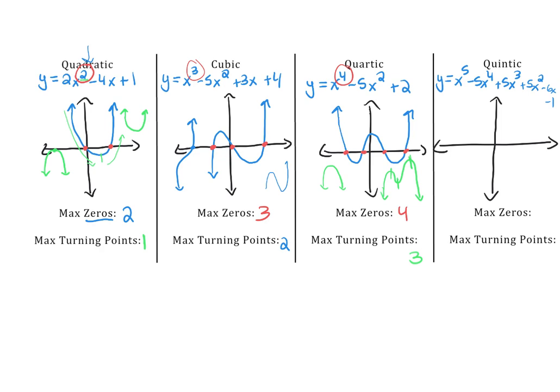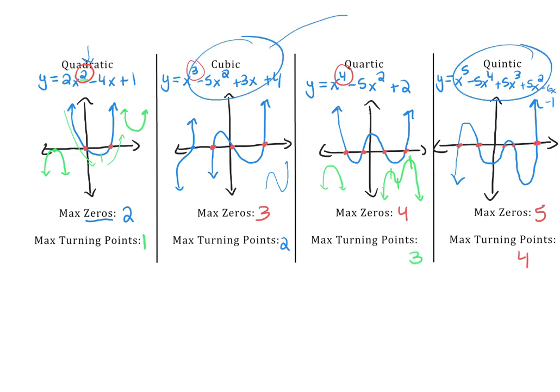Okay, a quintic. So this one is going to go up, back down, up a little bit, back down, and then up again. A quintic is going to have a maximum of 5 possible zeros. And then 1 less, 4 turning points. But remember, you can have less. Some quintics look like cubics. So the odd functions can mimic each other, and then the even functions can mimic each other.